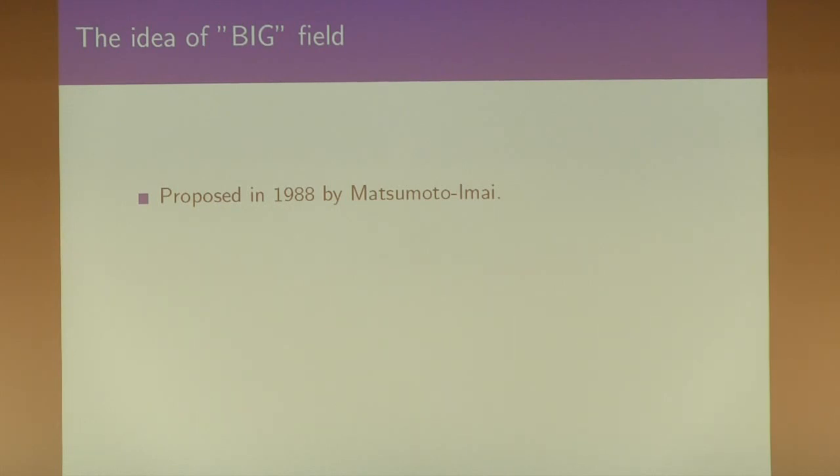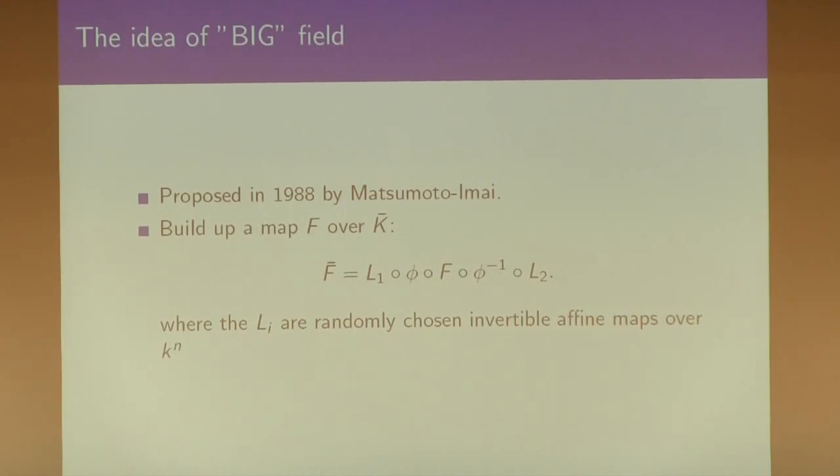So in Japan, they do something different. They always publish the result in Japanese first, and then they publish it again. So this is done by Matsumoto and Imai. This is slightly different, but essentially the same.